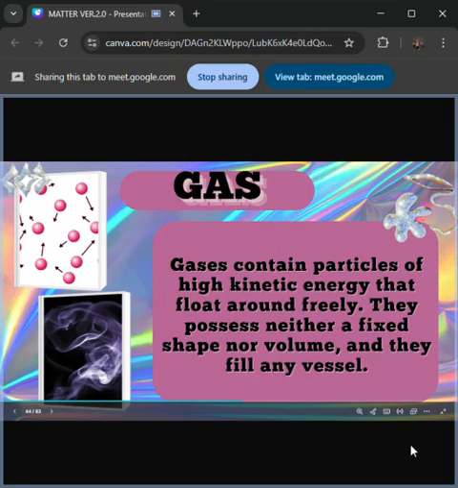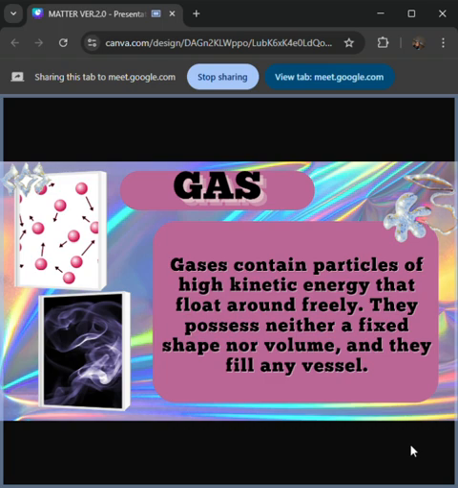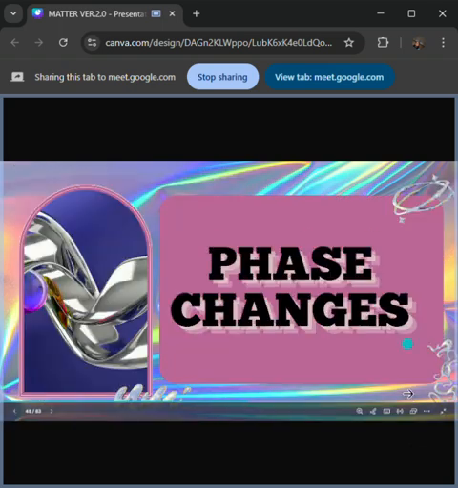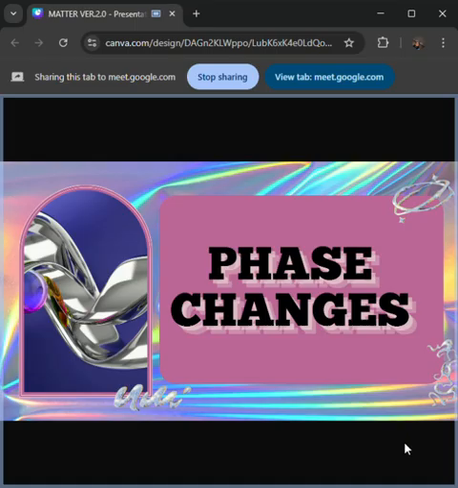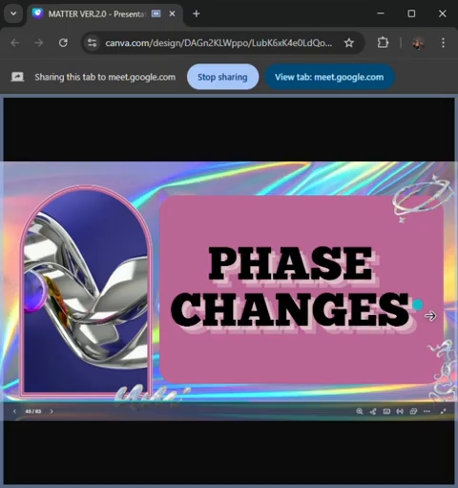So we have our gas. Gases contain particles of high kinetic energy that float around freely. They possess neither a fixed shape nor volume, and they can fill any vessel. If you can see on the pictures attached, the particles are moving freely and they're far away from each other, which means that they can take up as much space as they need and fill any container or vessel. So let's move on to the next slide. Okay, since we already know what matter is, let's proceed with the topic of phase changes. Next slide, please.